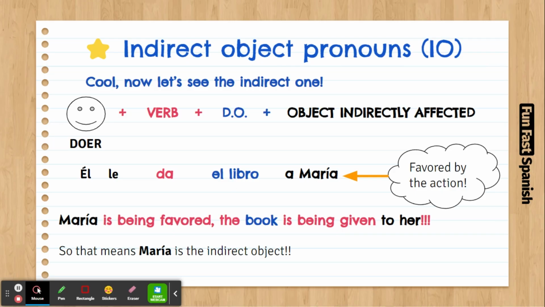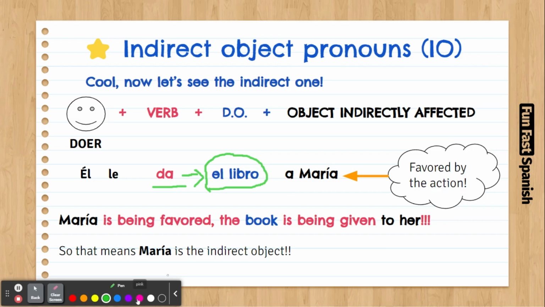In this example, it's clear to see the direct object, because he gives the book to Maria. What is given? The book. The book is given. Therefore, this is the direct object, right? Because it's directly affected by the verb to give. He gives the book. Easy.